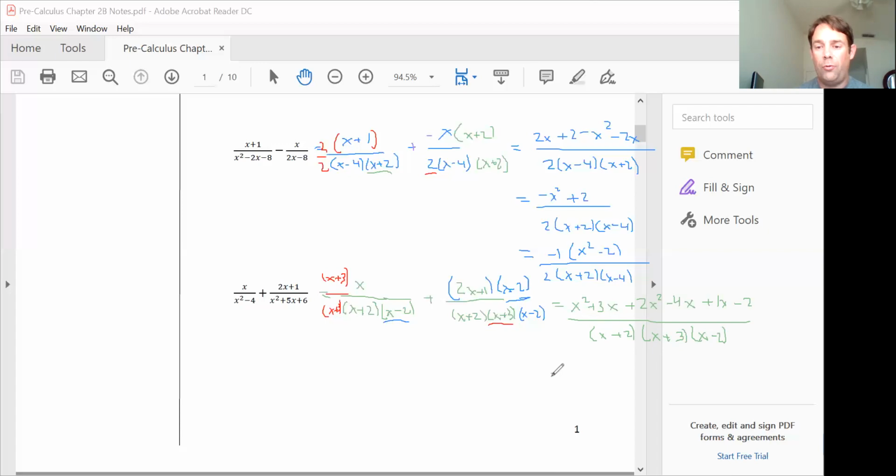So if you did it correctly, you're going to end up with 3x squared. The 3x and 4x, the x's go away. That's kind of different. And then I'm left with a minus 2. Well, that doesn't factor, so I can leave this alone. My final answer.